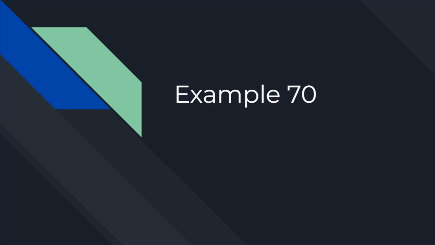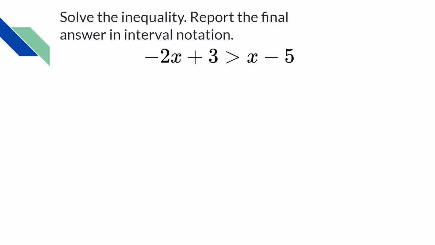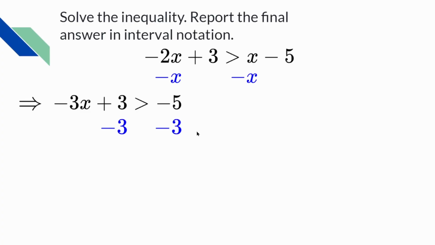All right, here we go. Example 70. Here we have negative 2x plus 3 is greater than x minus 5. Let's take everything involving x to the left-hand side and all the constants to the right-hand side. So let's subtract x from both sides to get started. That gives us negative 3x plus 3 is greater than negative 5. Then let's subtract 3 from both sides, and that gives us negative 3x is greater than negative 8.